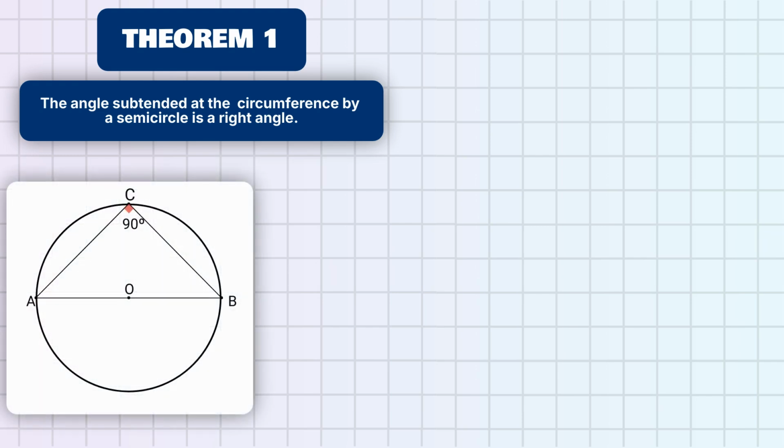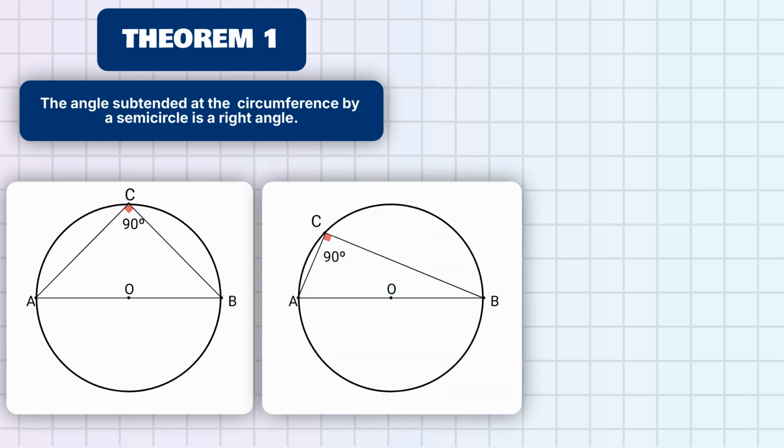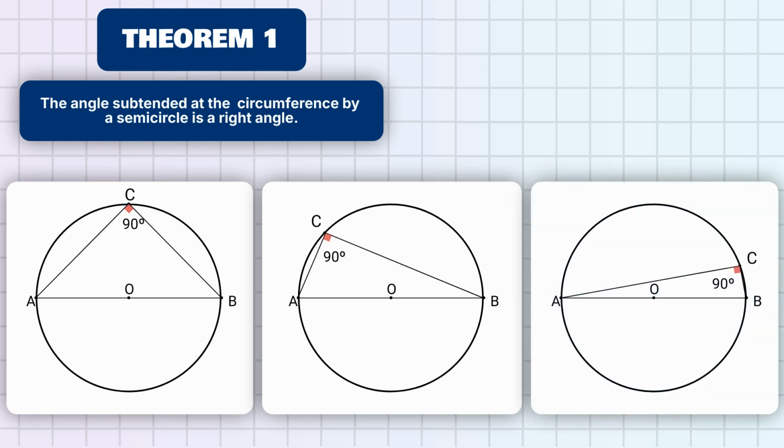First, we have the example we have just looked at for our initial explanation of the theorem. In this case, point C is directly opposite the center of the circle. Second, we have a case where point C is off-center to the left. We can see that in this case, the angle remains a right angle. Third, we have a case where point C is off-center to the right. We can see that in this case, the angle again remains a right angle.